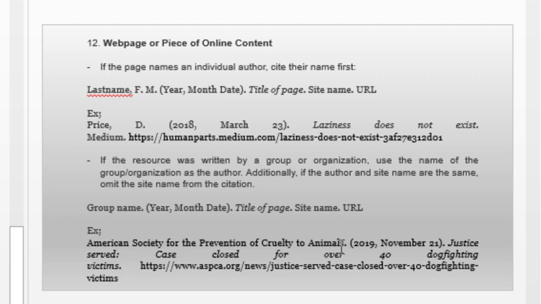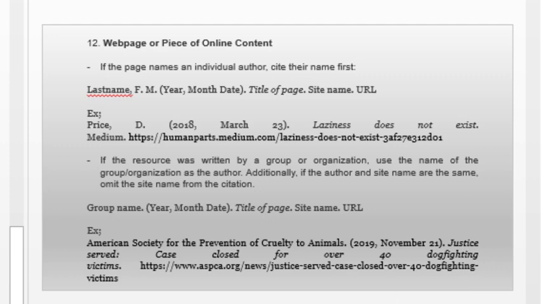But if the source of information was written by a group or organization, then you use the name of the group or organization as the author. Additionally, if the author and site name are the same, omit the site name from the citation. So in the example here, we have the group name and then a full stop, in brackets the year, month, and date, and then close bracket, full stop, the title of the page, and then full stop, and you write down the site name, and then full stop, and then the URL. So you can see the example here also, right?